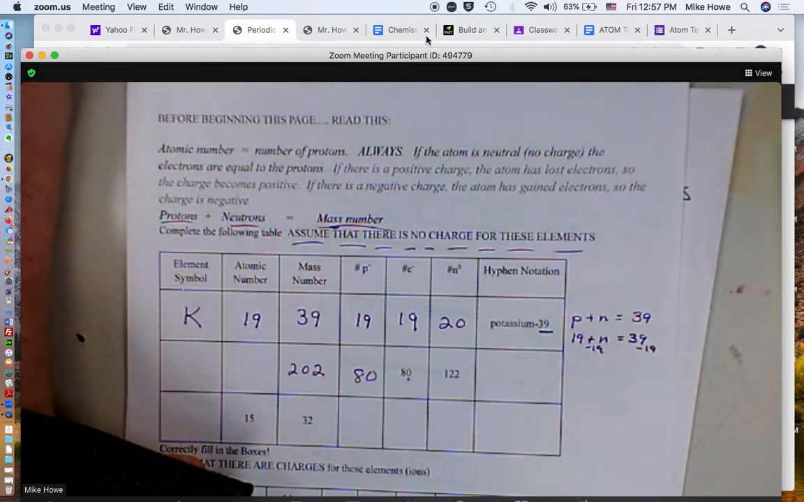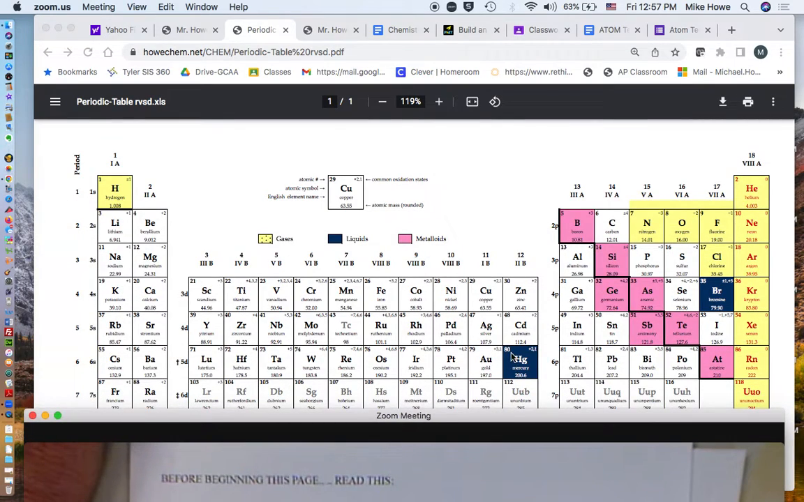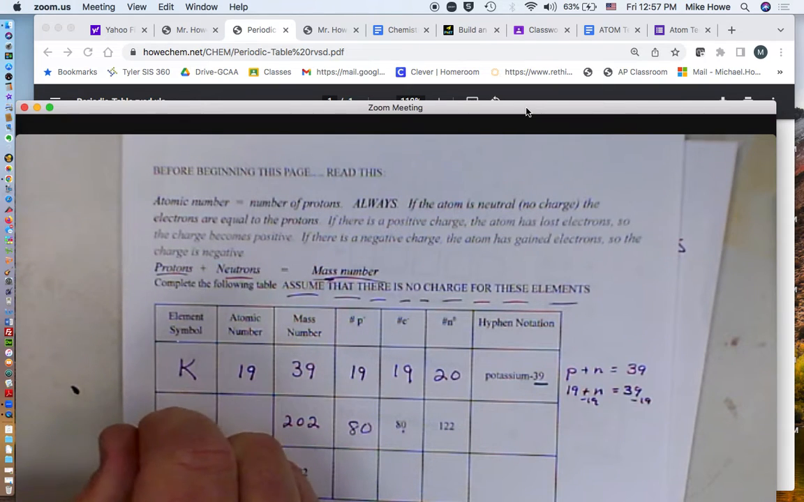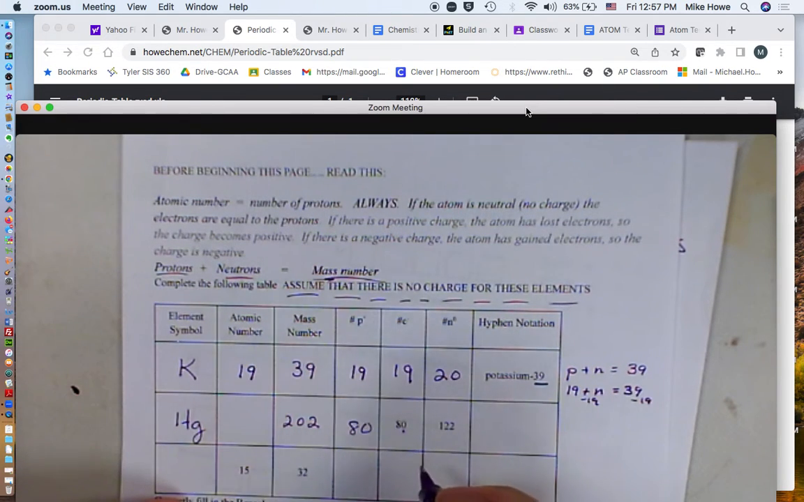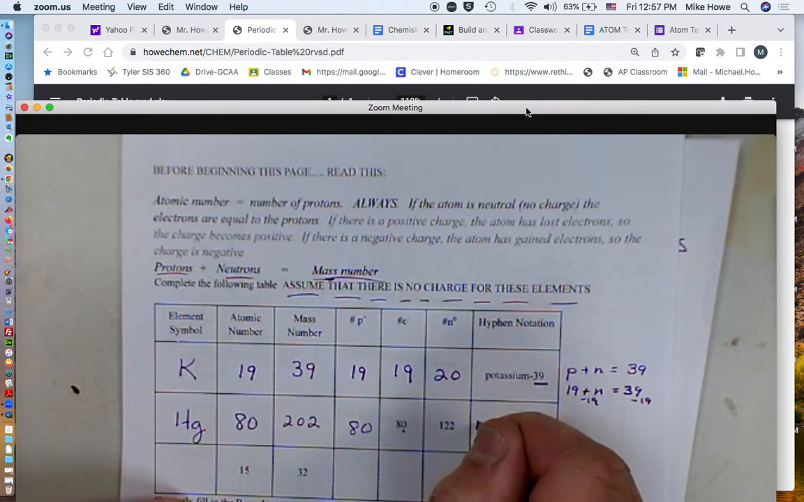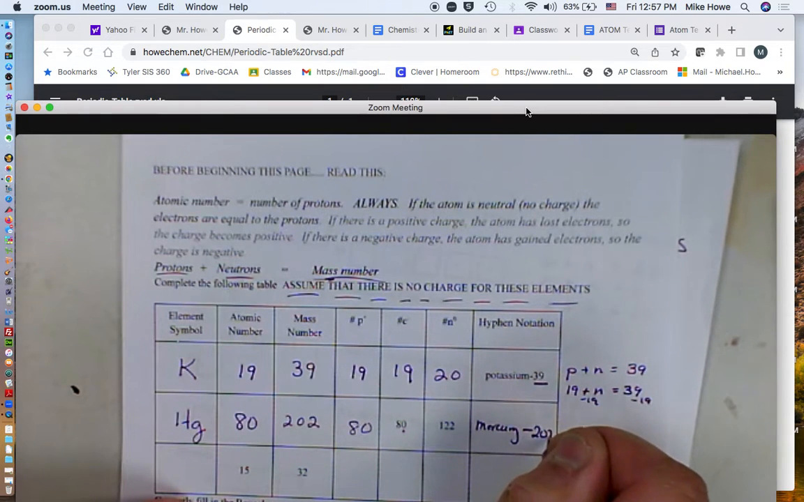The actual element with 80 protons is mercury. It's right here. So that is going to be Hg. Atomic number is the number of protons, so that's 80. And then over here, the symbol will be mercury, hyphen, and then we put the mass number here, it's 202.